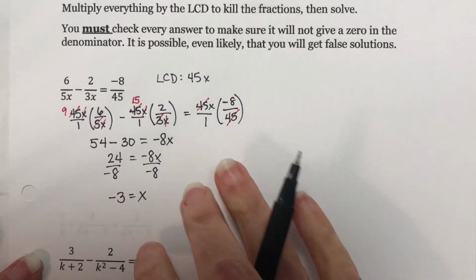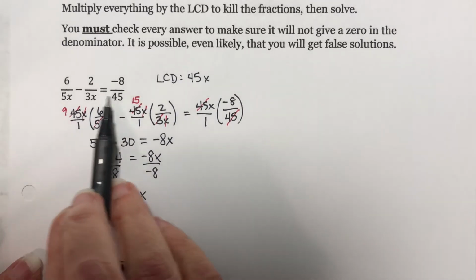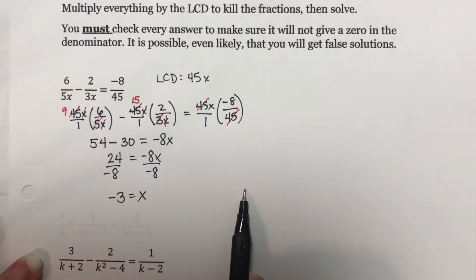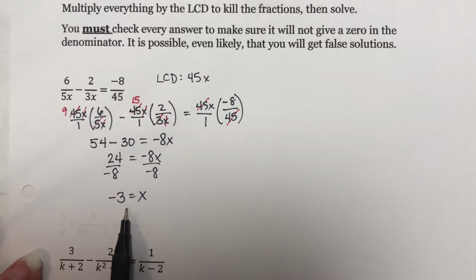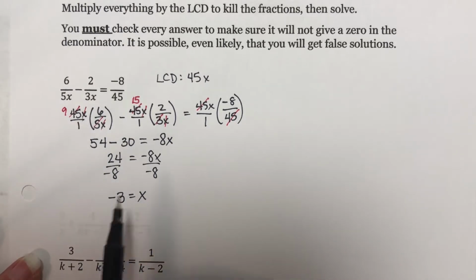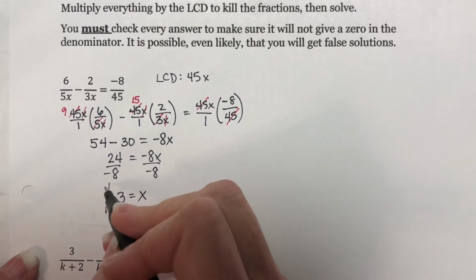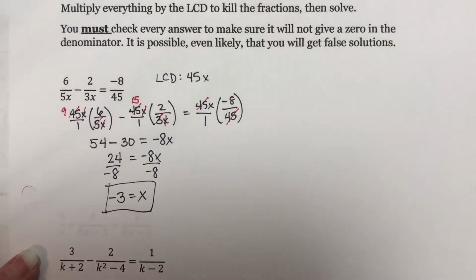Now, at this point, this is just a potential solution. We need to take this value and look at every denominator and see if it ever gives me a 0. 5 times negative 3 is negative 15. That's good. 3 times negative 3 is negative 9. That's good. There's no x here. So this is our answer. It was a good answer. No false answer here.